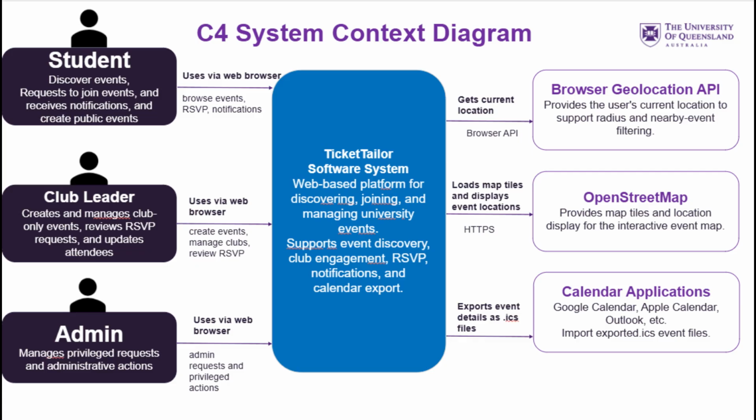Now I will explain the software architecture using our C4 diagrams. As shown in the system context diagram, TicketTailor is a web-based event management system for three main roles: students, club leaders, and administrators. The system also connects to several external services: the browser geolocation API, OpenStreetMap, and the calendar applications.